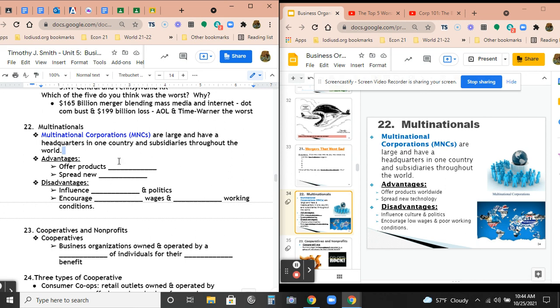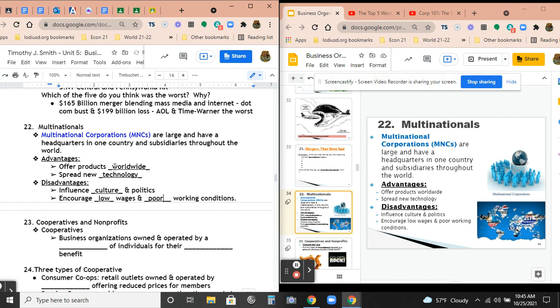All right, let's go to multinational corporations. These are large and have headquarters in one country, and they have subsidiaries throughout the world, often in multiple countries. They offer products worldwide. It spreads technology to new places, and it can influence culture and politics because there's similarity of product in the same places. It's why you'll find Coca-Cola in China or McDonald's in Paris. Though, if you go to Paris, don't eat at McDonald's. Branch out, or at least don't eat more than one meal at McDonald's, because France is pretty famous for cuisine. All right, it does encourage low wages and poor working conditions because you don't have many different companies that you can work for.